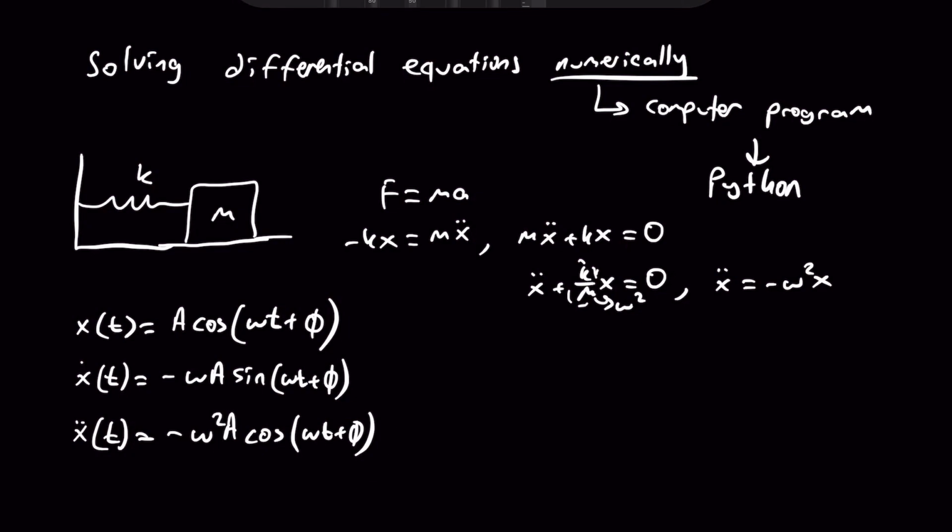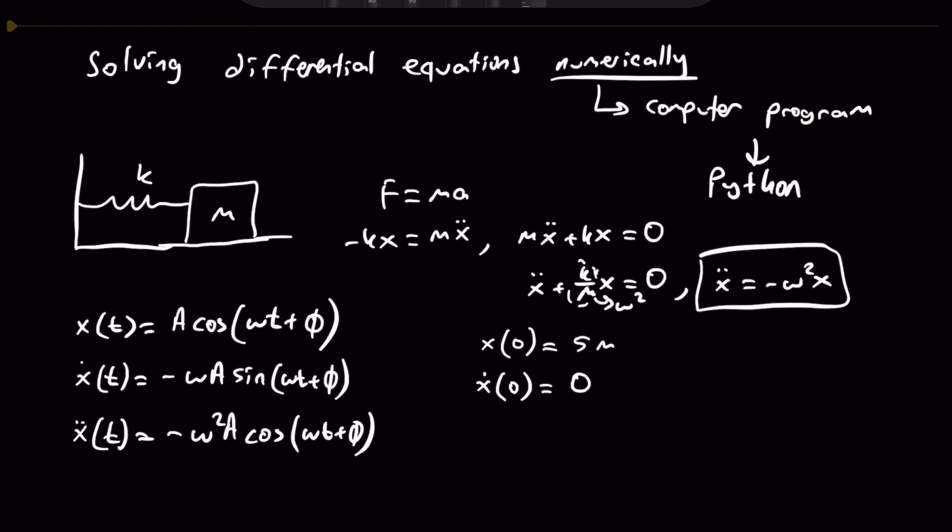Now, if I were to give you some initial conditions, let's say that x at time 0 is 5 meters. This means the spring is stretched 5 meters from its equilibrium position, from its natural length. And I say that the velocity initially is 0. These are the two pieces of information that I give you. And we also know how the system behaves and changes over time.